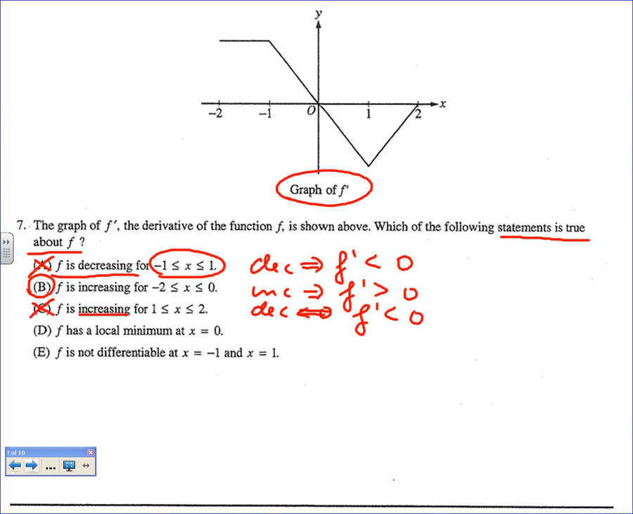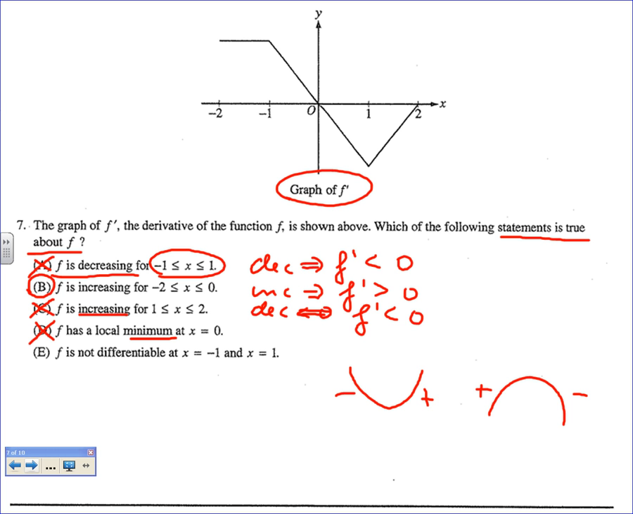The next one, D, says it has a local minimum at 0. Remember what minimums do, right? Their derivative goes from negative to positive, but we have just the opposite happening at 0 here. It goes from positive to negative, right? So this is the problem here. It's really a local maximum at 0.